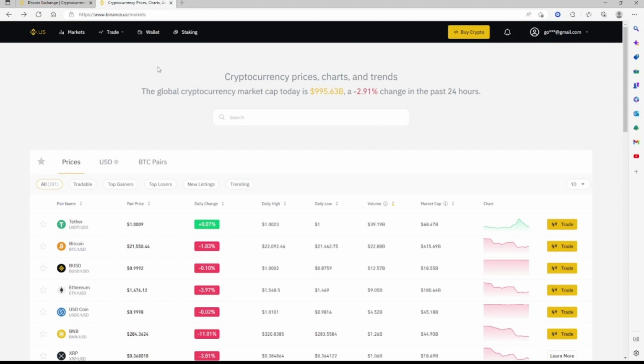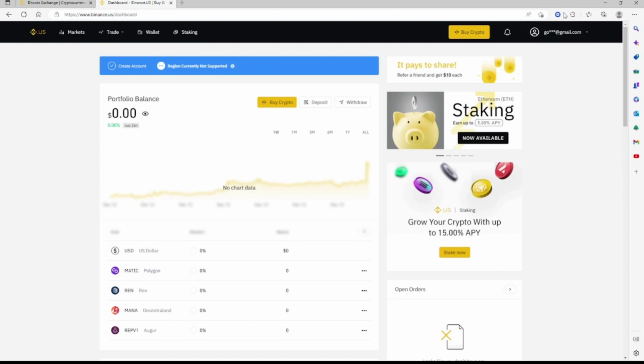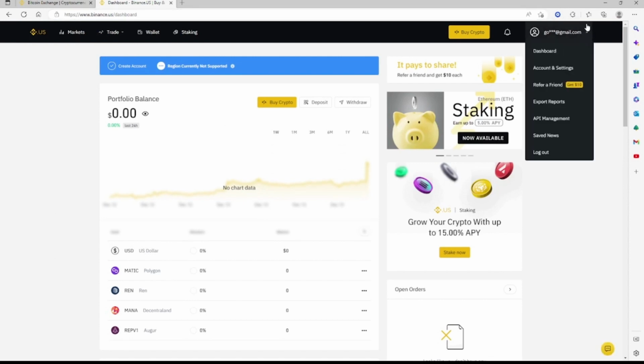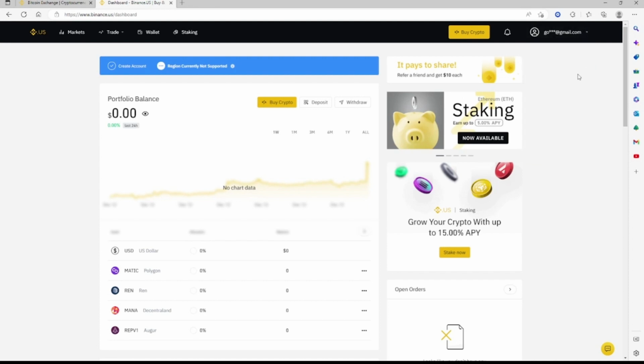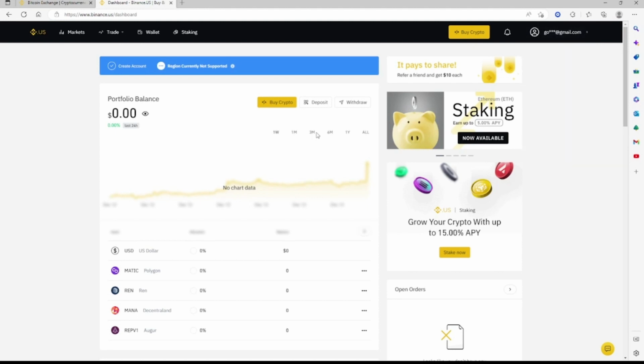Binance is a service by which you can trade cryptocurrency, invest in cryptocurrency. You have your wallet, you have your trade, you have your staking, you have your markets. Just the general interface. Now, this service is not available to use in Texas, which made the creation of this video challenging. But I can still give a pretty solid rundown of the interface.